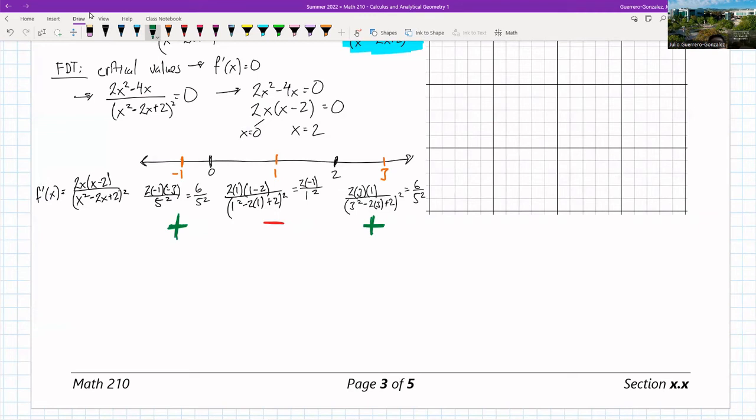So what we have here, the last step, is that since it's going from positive to negative, we have a maximum at x equals 0. And since it's going from negative to positive, this is going to be a minimum at x equals 2.